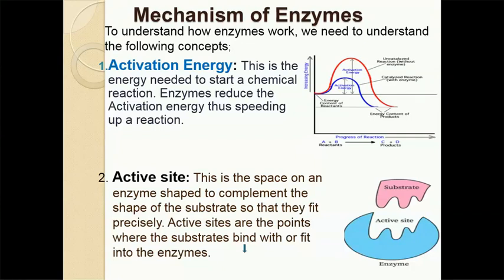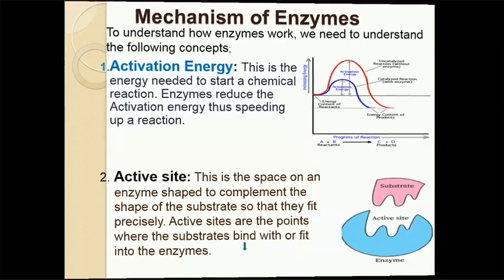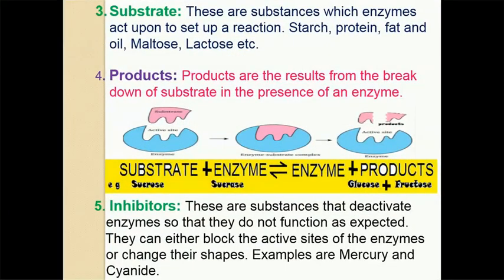From the image here, you can see the enzyme, you can see the substrate, and you can see that shape on the enzyme. That is called the active site. It complements the shape of the substrate so that they can fit together when added together. Number 3, we are looking at substrates. These are substances which the enzymes act upon to bring about a reaction.